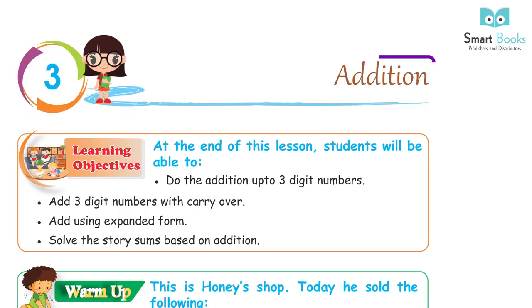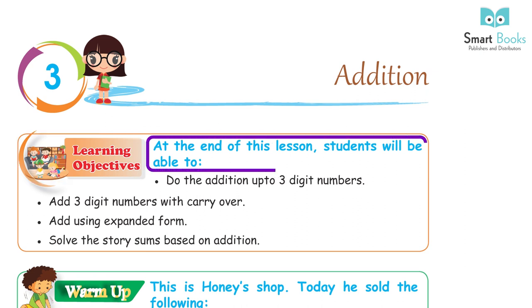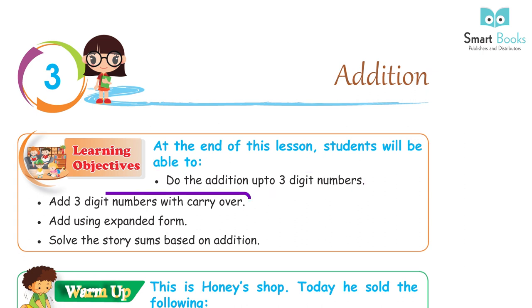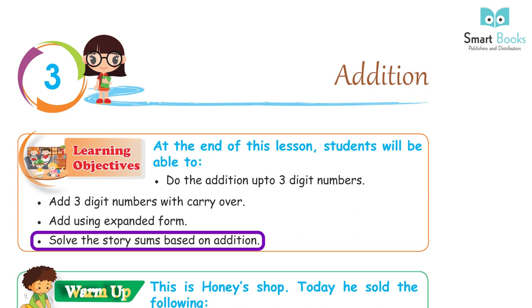Chapter 3. Addition. Learning objectives. At the end of this lesson, students will be able to do the addition up to 3-digit numbers, add 3-digit numbers with carry over, add using expanded form, and solve the story sums based on addition.